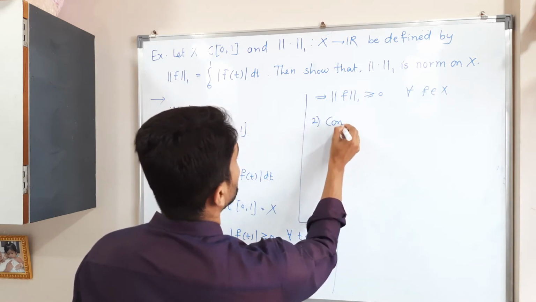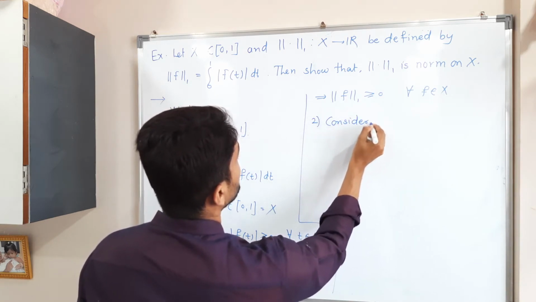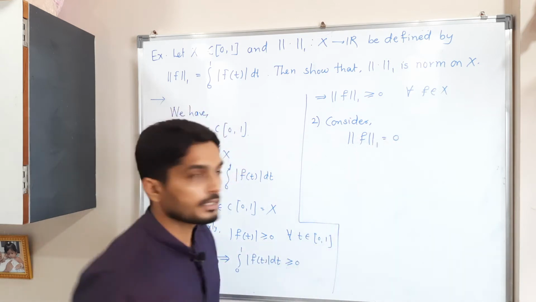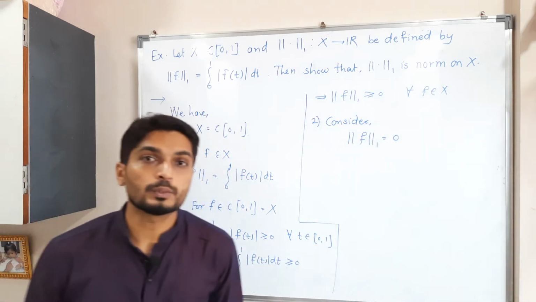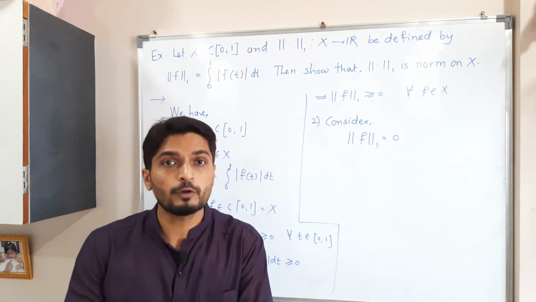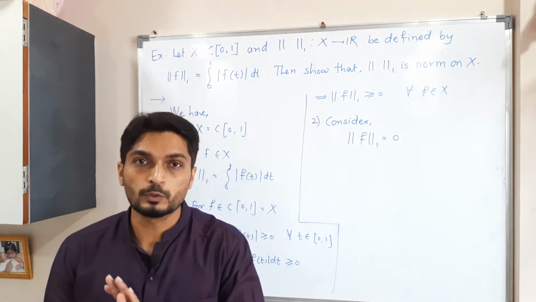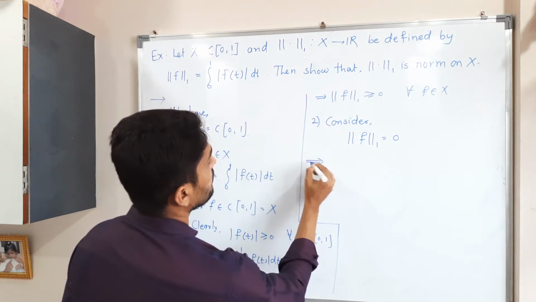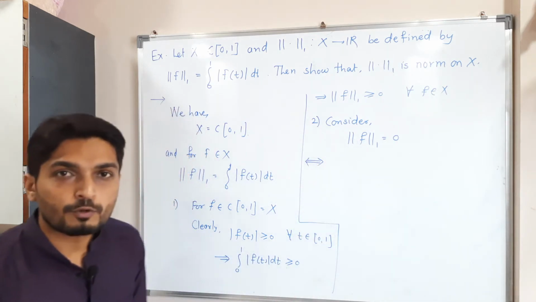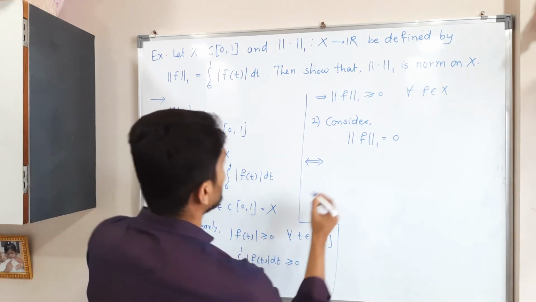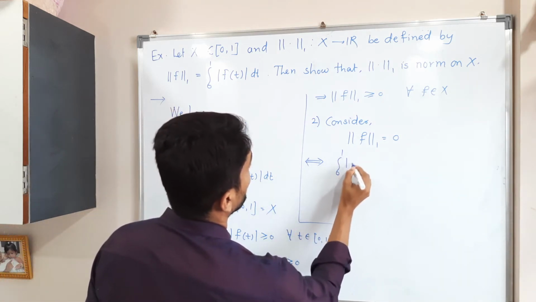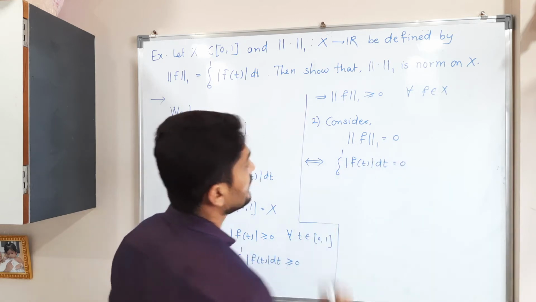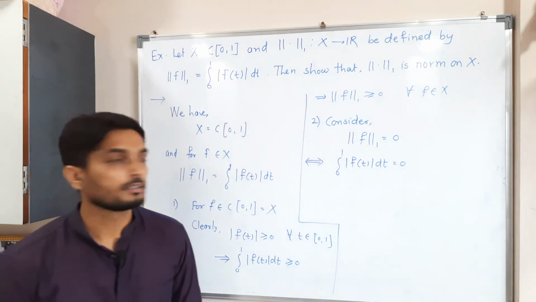As you know, in the second property we start with norm f 1 is equal to 0. We equate it with 0, and finally we have to prove that f is also equal to 0. So let us do the if and only if. I will use the definition of norm 1. What is the definition of norm 1? It is written here: integration 0 to 1 mod f of t dt is equal to 0. Simply I wrote the definition.